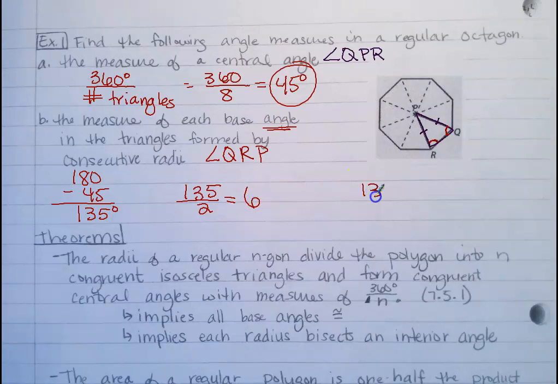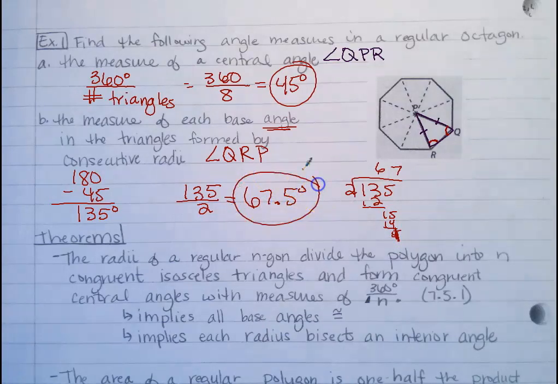I would say, would it help if I did it this way? We got 6 and 12 and 15, and I heard a 7, right? Oh, sorry, there's the 1, so 0.5. Perfect. So each base angle is 67.5 degrees. Awesome job. Those are great connections.